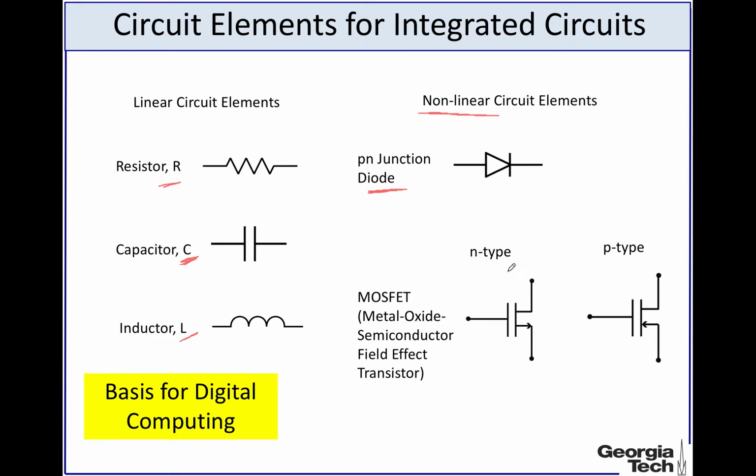And then the only three terminal device that we talk about in this class is the MOSFET, and this is the most important part in integrated circuits and digital computing. MOSFET again stands for metal oxide semiconductor field effect transistor, and these are the symbols that we use. There are two types of MOSFETs in a microprocessor, N type and P type. We will talk about this in great detail in this class, but for this lecture we'll focus mostly on resistors.